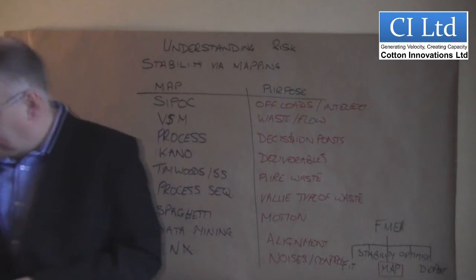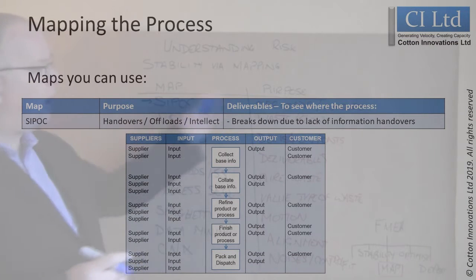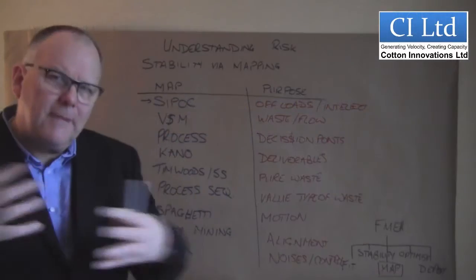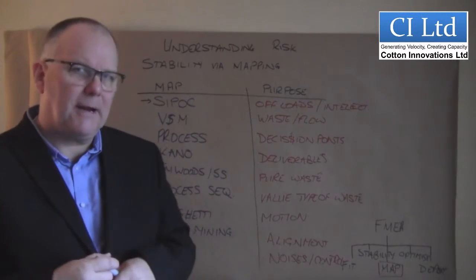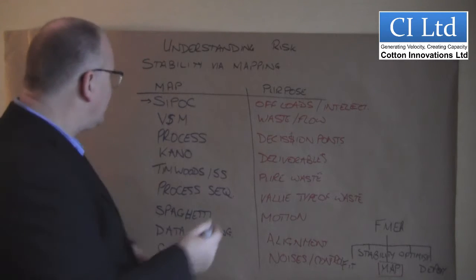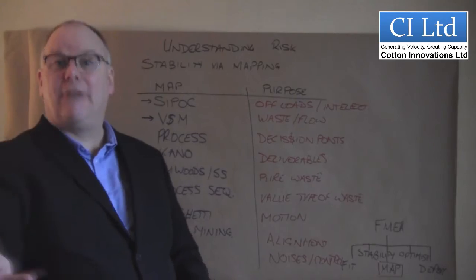A SIPOC map is a very powerful tool for helping us understand what are the outputs, what's the input, how does this process work, what information do I need to be able to bounce that backwards and forwards. Maybe your process is not about that, but it's about waste and flow. So we need to think about using a value stream map.